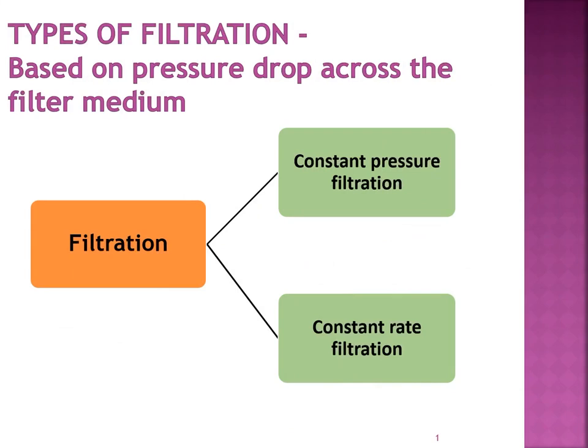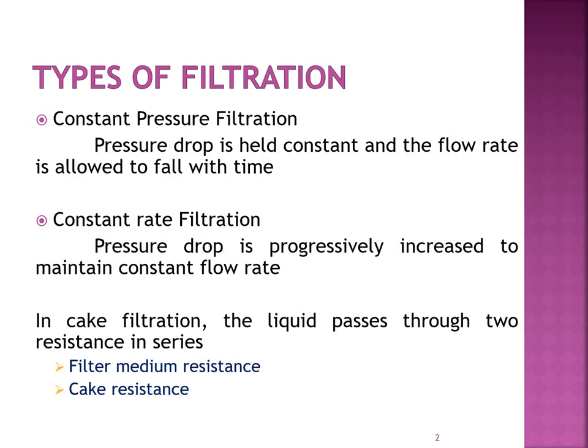So based on the pressure drop across the filter medium, filtration is classified as constant pressure filtration and constant rate filtration. In constant pressure filtration, the pressure drop is held constant and the flow rate is allowed to fall with time. So the flow rate decreases with time as the cake accumulates and the pressure drop is held constant. Whereas in constant rate filtration, the flow rate is maintained constant and the pressure drop is progressively increasing.